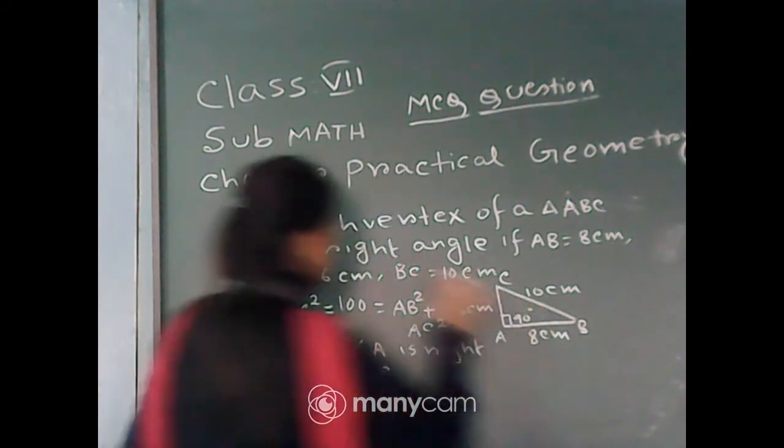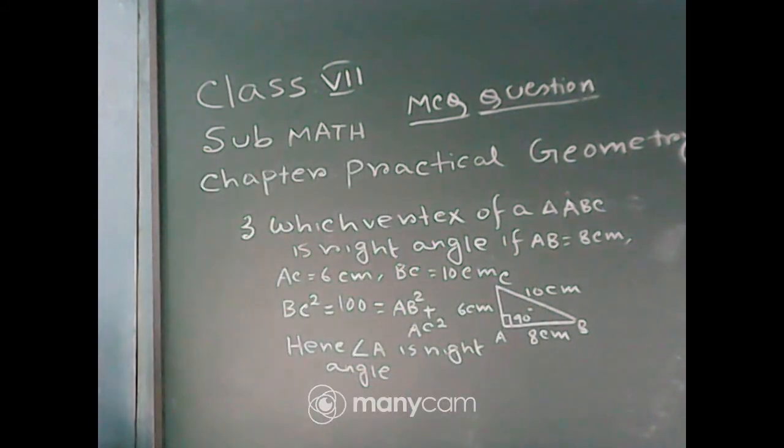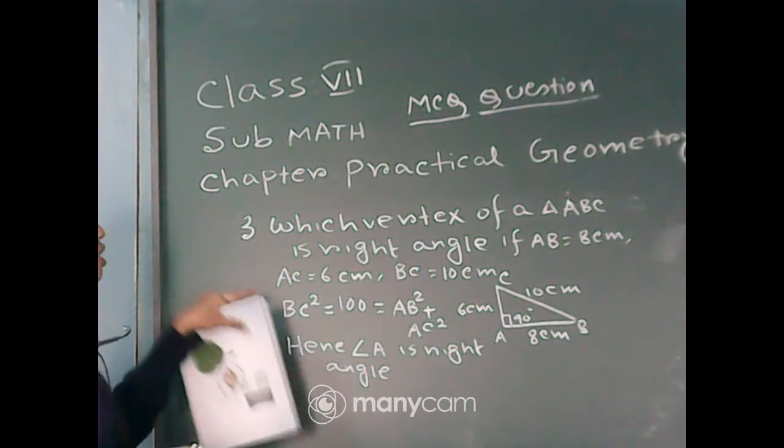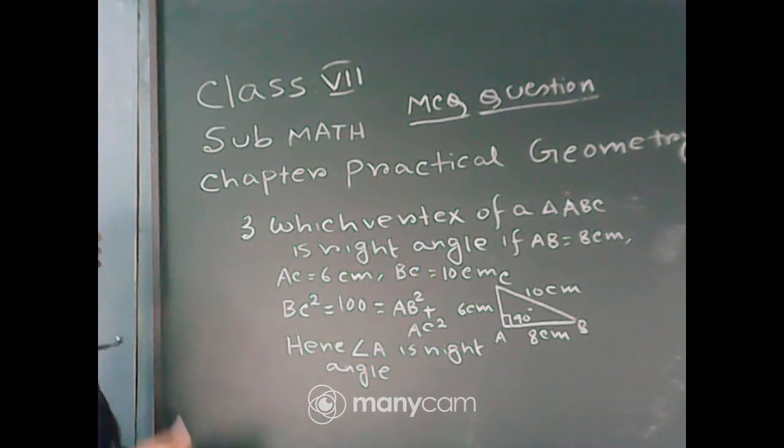Since BC is the hypotenuse, the angle opposite to BC, that is angle A, is a right angle. And from Pythagoras theorem, we see that BC square is equal to AB square plus AC square.